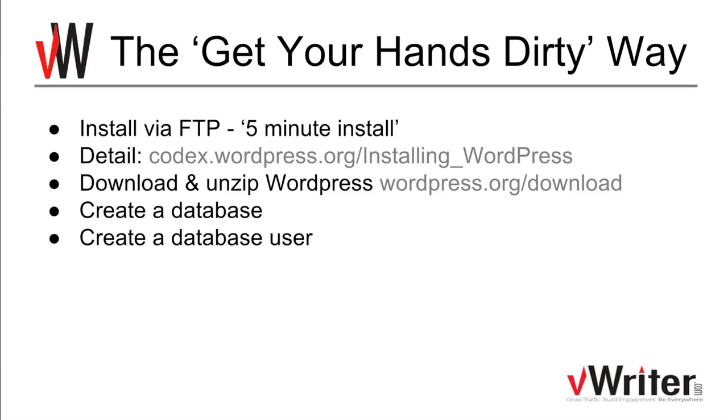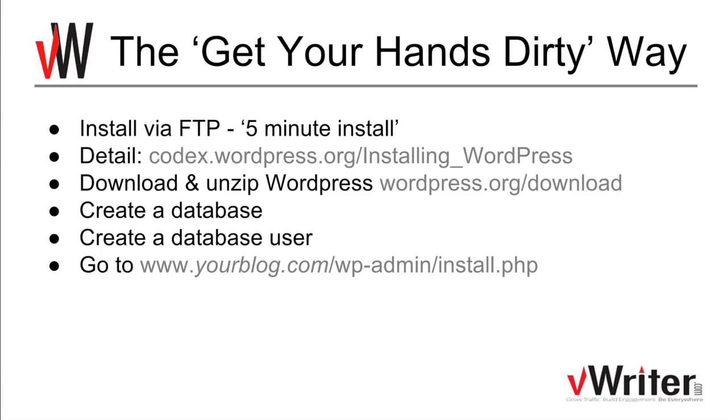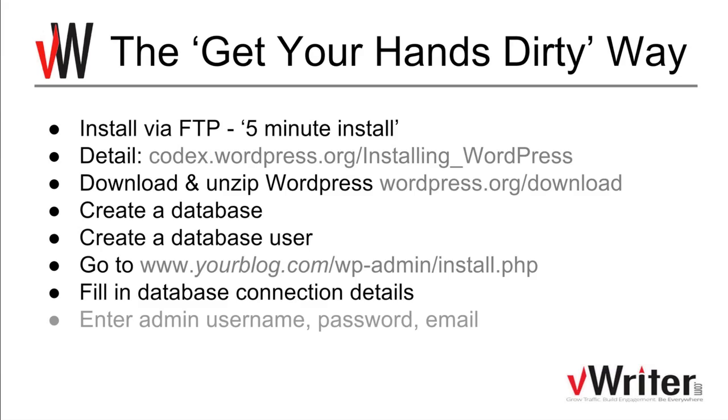Once you've done that and you've unzipped and you've uploaded and everything, go to your website and then /wp-admin/install.php. Go there and it will guide you through a bit more of the installation process. So it will ask you about your database connection details. This is where you'll be keying in the name and the password of your database, and also the details for the database user. You'll be entering the username that you want to log in with, your admin username, the password, and your email address, so that WordPress can send you important notification emails.